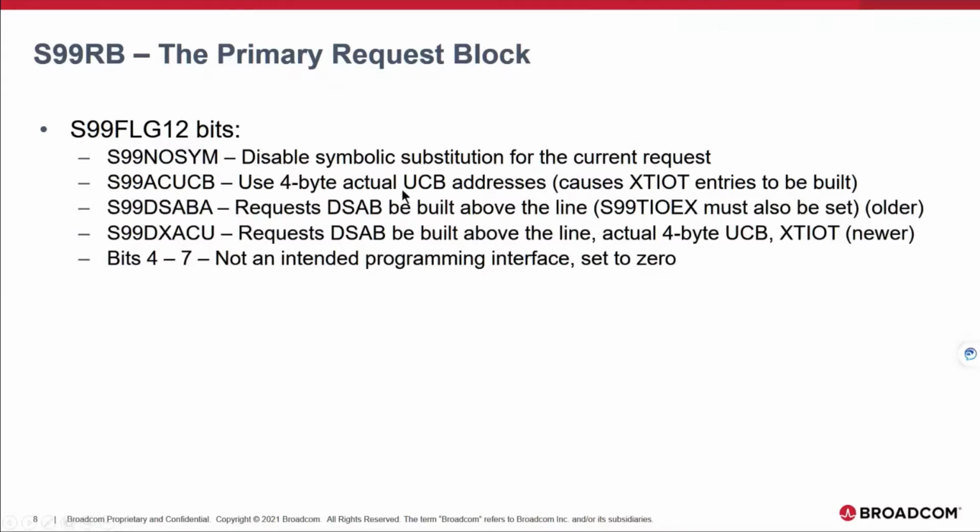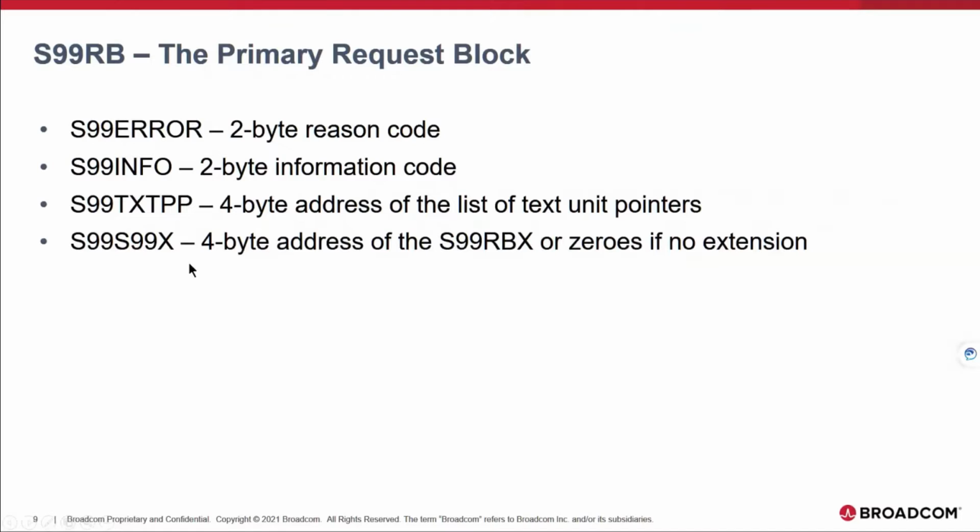When this flag is on, it means you are giving an actual UCB address rather than a symbolic reference to a unit. And then here's two ways. This is the old way of getting a DSAB built above the line. You turn this bit on, but nowadays you would turn this bit on, and it says, I'm giving you a real 4-byte UCB, and I want an extended tie-out. These other bits are not defined yet, not referenced.